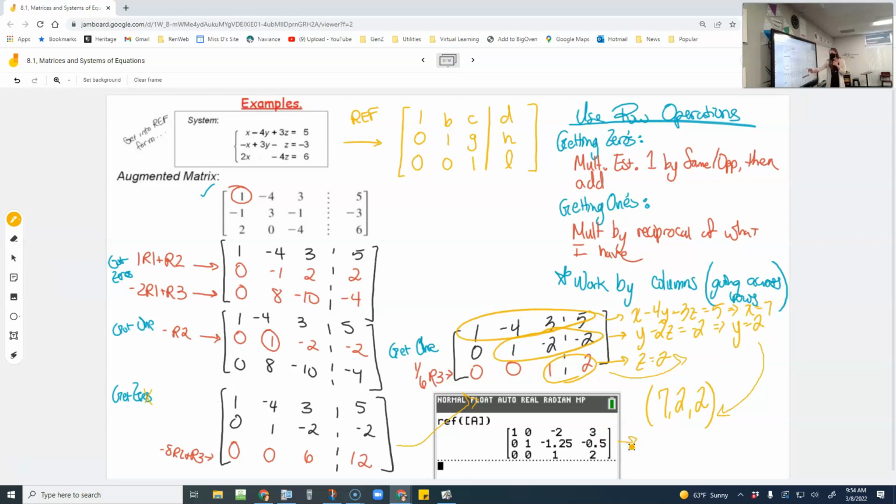The answer is no, because the numbers are different. But the question is, will it represent the exact same set of solutions? Guys, does z equal 2 on theirs? Yes. Does y minus 1.25 z equaling negative 0.5, does it get me 2 for y?